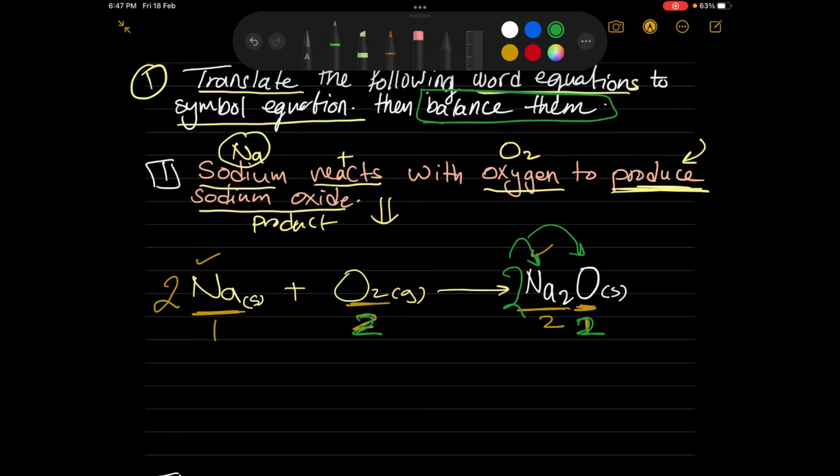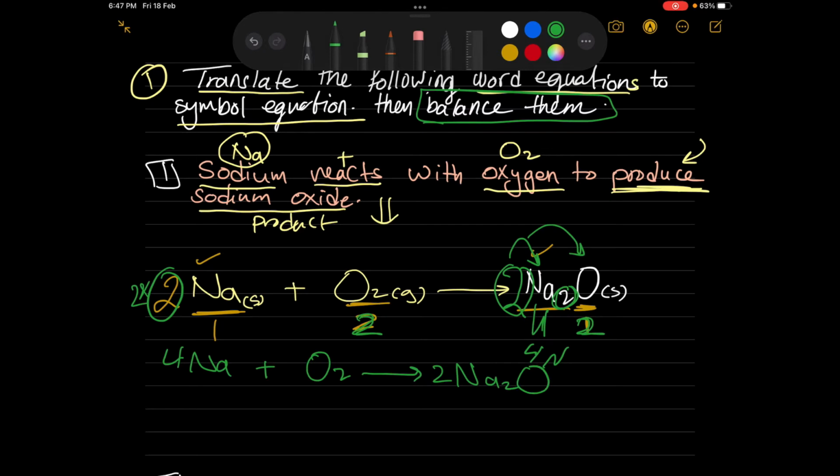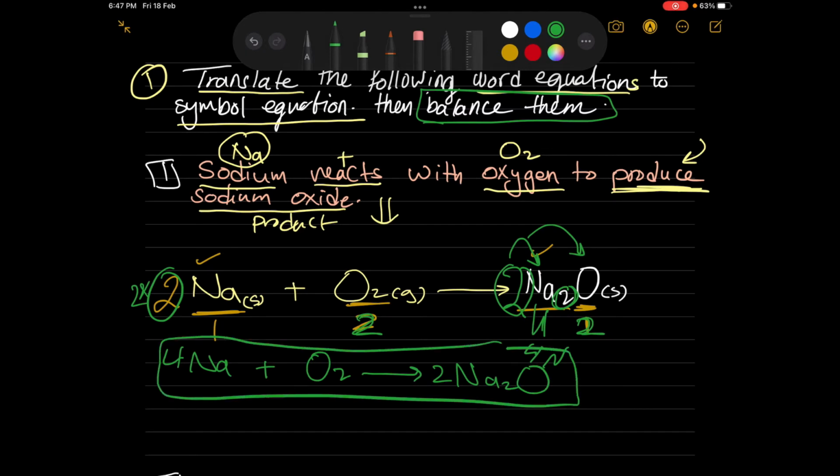But if we go back again to sodium, we have 2. If you look at the sodium atoms here, we have 2 times 2. Then we have 4 sodium atoms. So we have to multiply this by 2, and then we get 4Na plus O2 gives 2Na2O. So this is the whole solution for writing and balancing this equation.